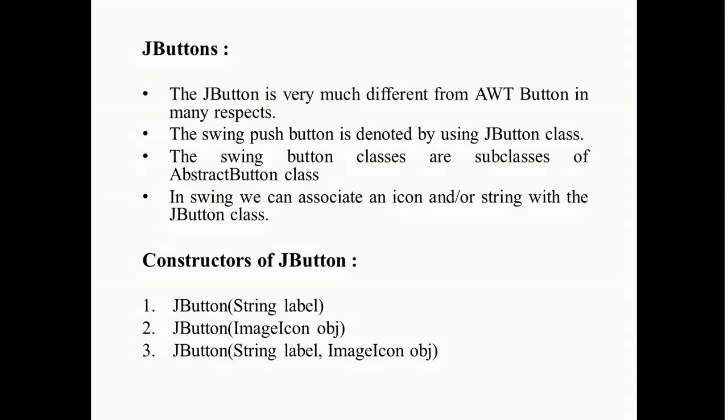First, see what is the JButton. The JButton is very much different from the AWT button in many respects. Means in the swing button class, it provides the facility that cannot be provided by the AWT button, like the swing button associated with some image file with the button. But in AWT, this facility is not provided. The swing push button is denoted by using the JButton class.